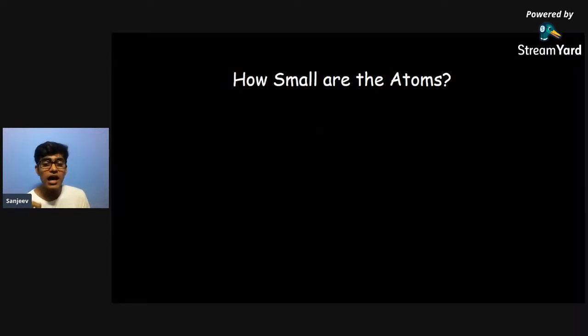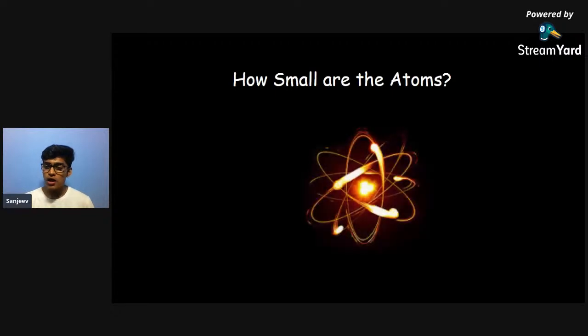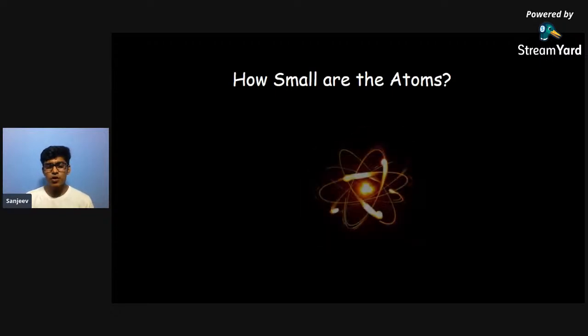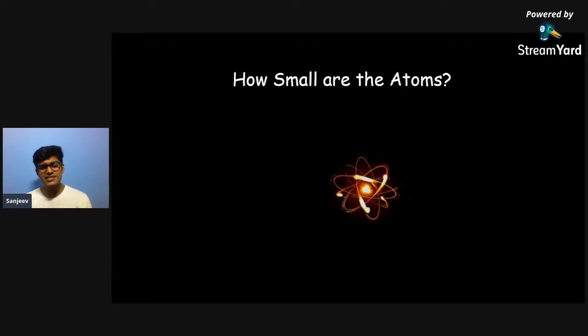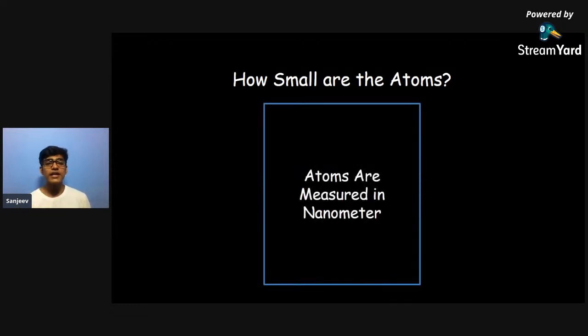So how small are these atoms? We have been saying that atoms are very small, but in reality, how small are they? Are they this small, or this small, or this small? What is exactly the size of atoms, or what is the measurement in which atoms are measured? So atoms are measured in nanometers.